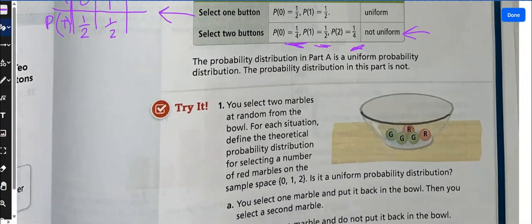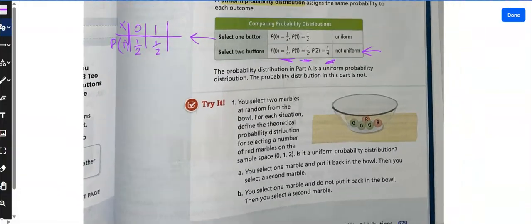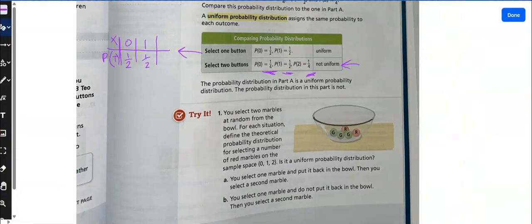In these kinds of questions, like this try it right here, you are going to be making your own little charts. I would suggest you make them the way I did. I don't really like the way they've set them up. It's just not as well organized, in my opinion.